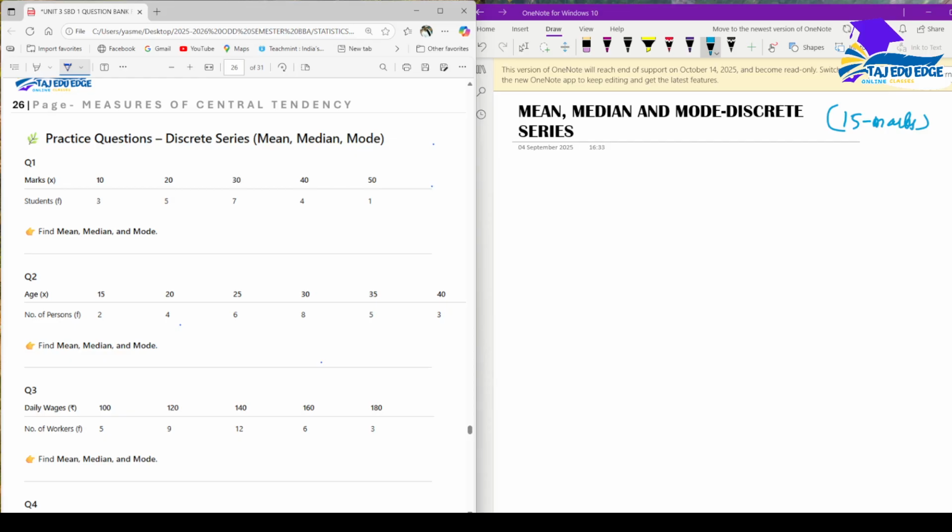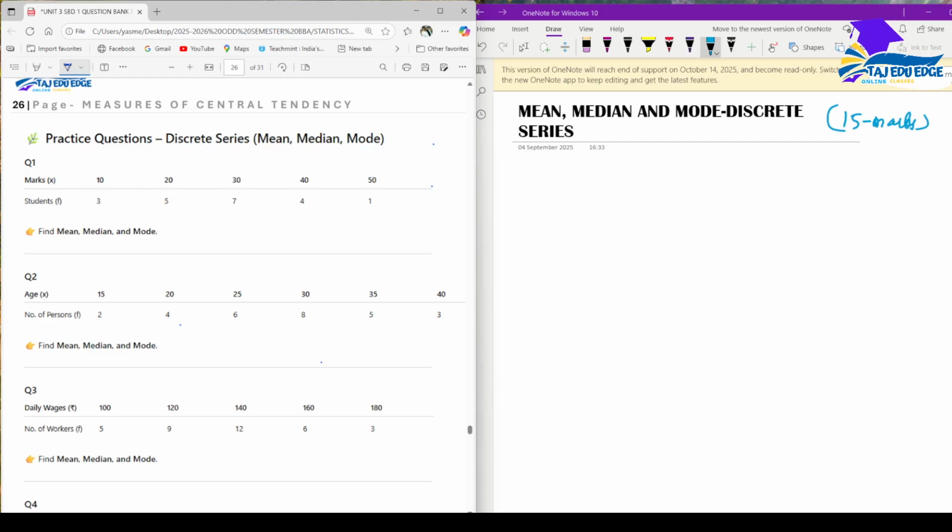Okay, question number 1. Marks and the students are given. Marks are 10, 20, 30, 40, 50. Students 3, 5, 7, 4, 1. Question number 2, you can observe age is given, number of persons: ages 15, 20, 25, 30, 35 and persons 2, 4, 6, 8, 5. Question number 3, wages and the number of workers: wages 100, 120, 140, 160, 180 and number of workers 5, 9, 12, 6.